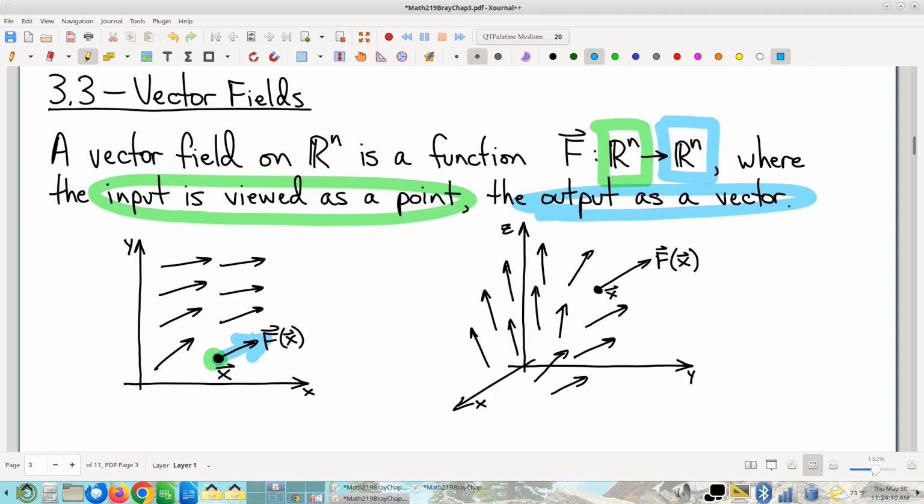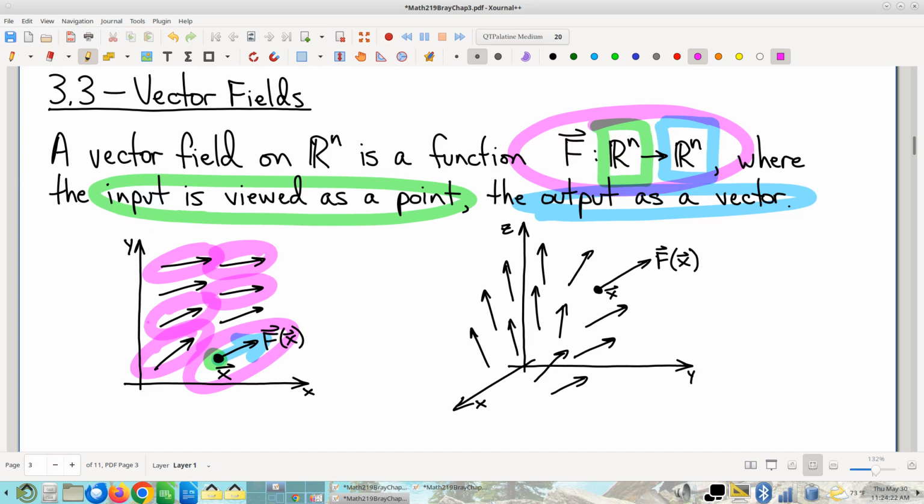So this is how we view a vector field. A vector field consists of a bunch of points with arrows coming out of them. And you can see such in various different places throughout the Rn. Typically we draw a representative collection of such points that are the inputs and arrows representing vectors, which are the outputs. Is that cool?